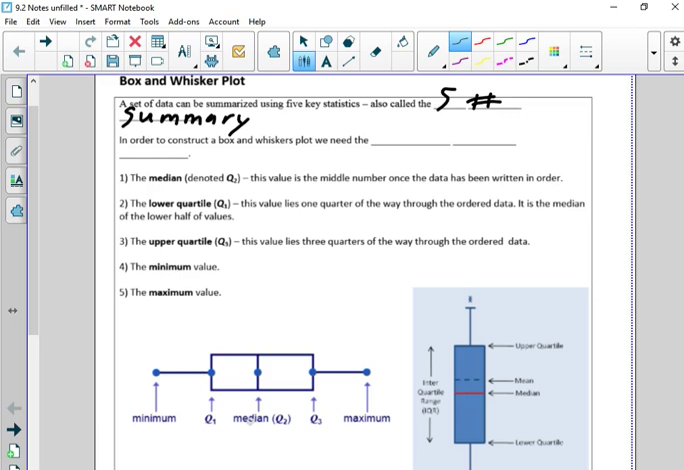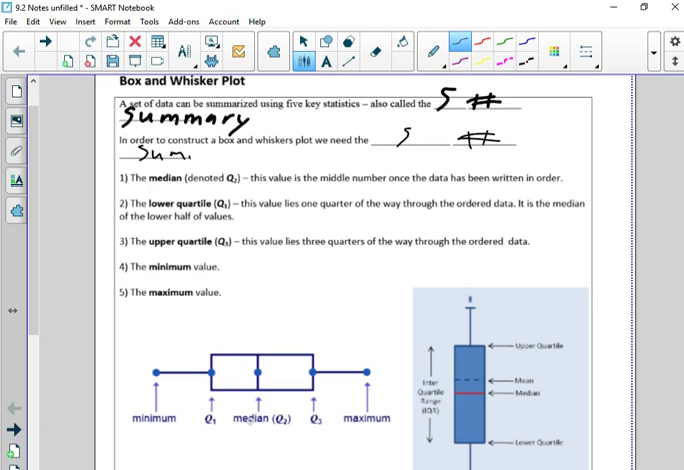I'm going to repeat that again. To make a box and whisker, we need the five-number summary. Okay. So, the five numbers we have are the median, which we call Q2. This is the middle number, which we just talked about. So, the middle number is the median.